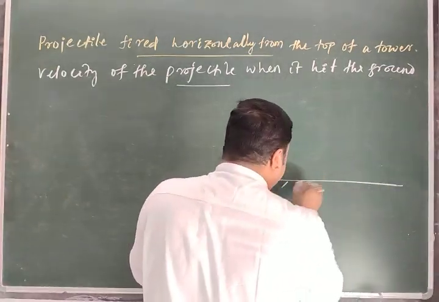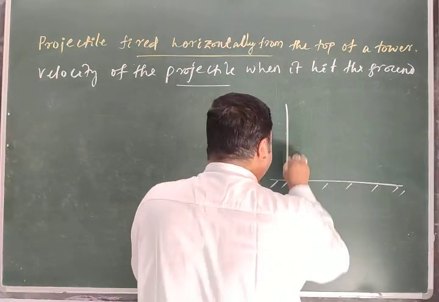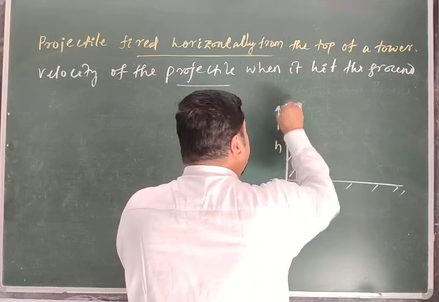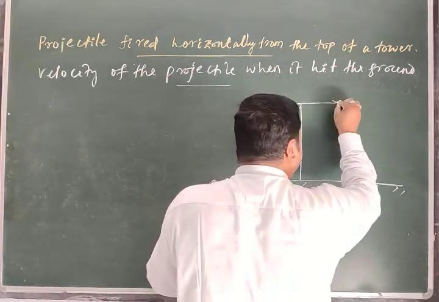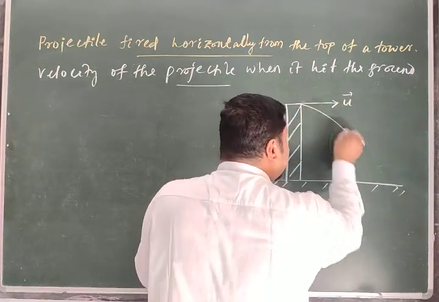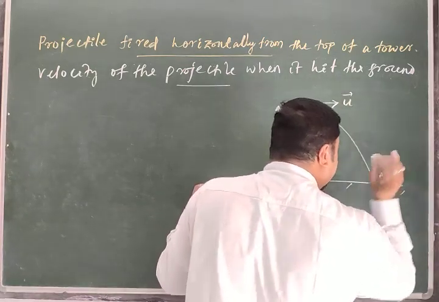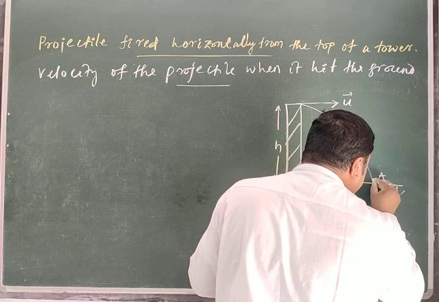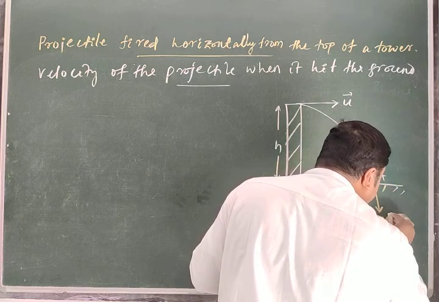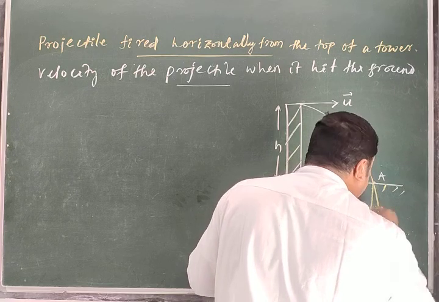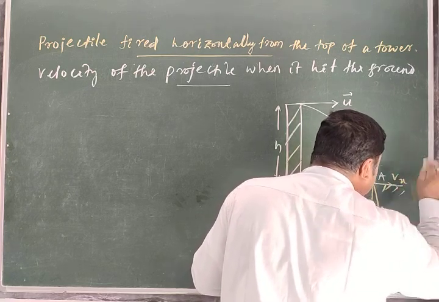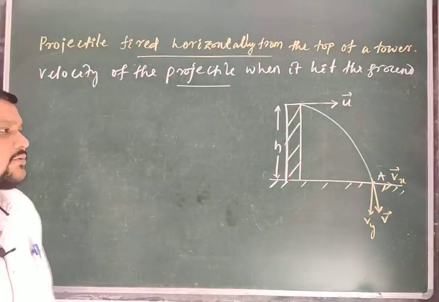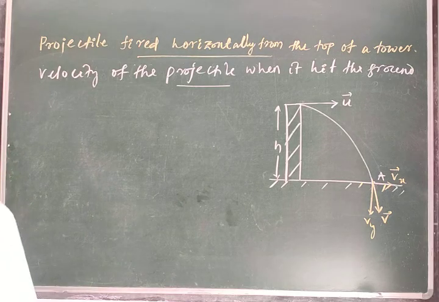This is the ground, and there is a tower of height h. Yes, we have considered this height as h. The projectile is given an initial velocity u horizontally, and it hits the ground here at the point A. Now my point is, before hitting the ground, what is its velocity? Suppose this is V. Again it has two components, Vx and Vy. In this way we have to calculate the velocity V.